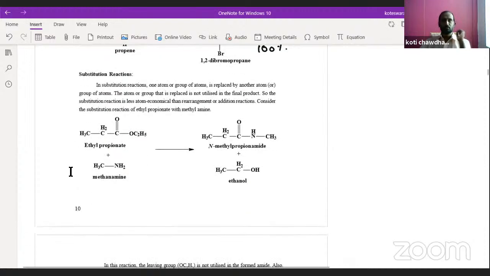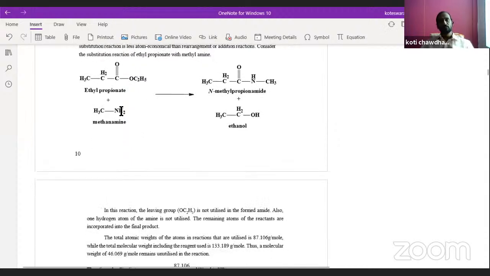Now coming to substitution reactions. In a substitution reaction, one group or atom is replaced with another group or atom. During the reaction, at least one group or atom should be eliminated or leave the molecule. Therefore, these kinds of reactions will not give 100% atom economy.